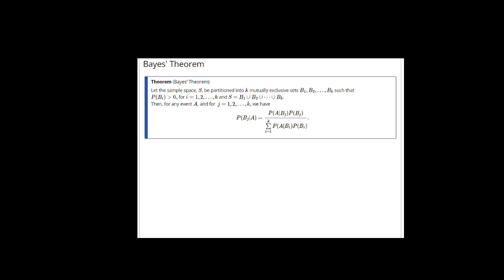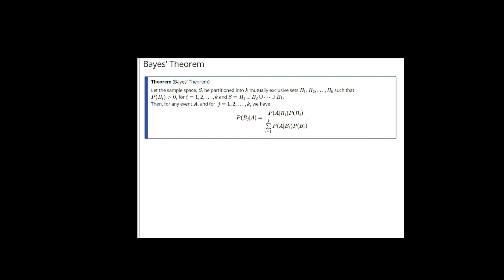Bayes' theorem uses that law, the law of total probability. Bayes' theorem is used when we have a partition of the sample space, as we did for the law of total probability, and we're given the probabilities of the sets forming the partition, P of Bj, and the conditional probabilities of some event A given Bj. We'd like to turn the conditioning around. We want to determine the probability of a given set Bj conditional on the event A, P of Bj given A.